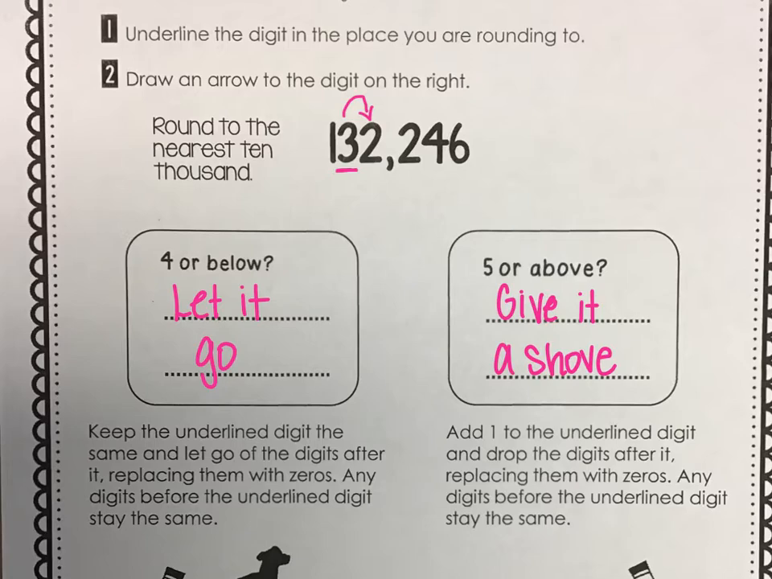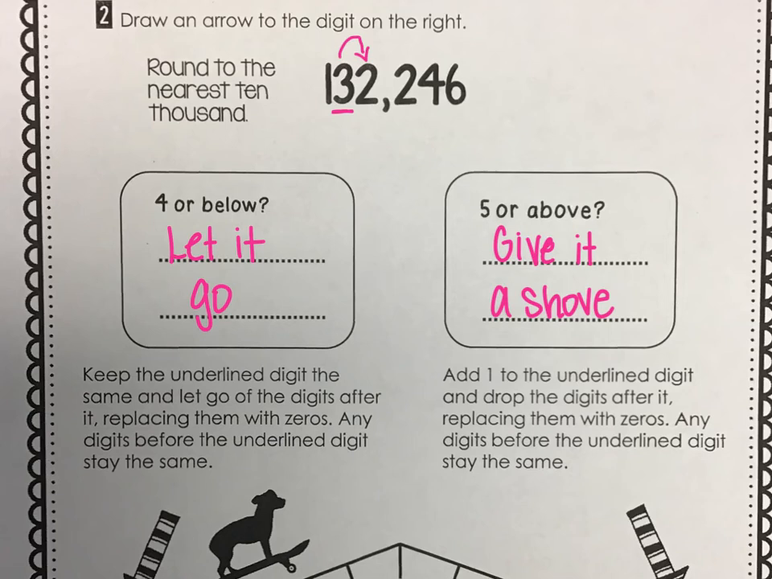4 or below, let it go. Keep the underlined digit the same and let go of the digits after it, replacing them with zeros. Okay, so if the digit to the right is 4 or below, so in this case it's 4 or below, right? Because the digit to the right is a 2. So that 3 would stay the same, and we're getting rid of the digits after that, and we're replacing it with a bunch of zeros. Okay? Any digits before the underlined number stay the same. So the 1 would stay the same.